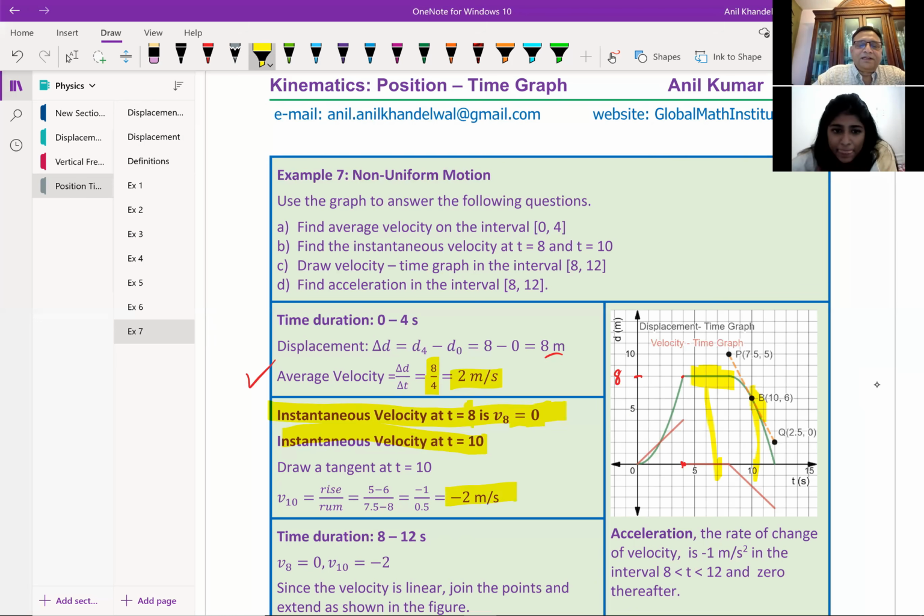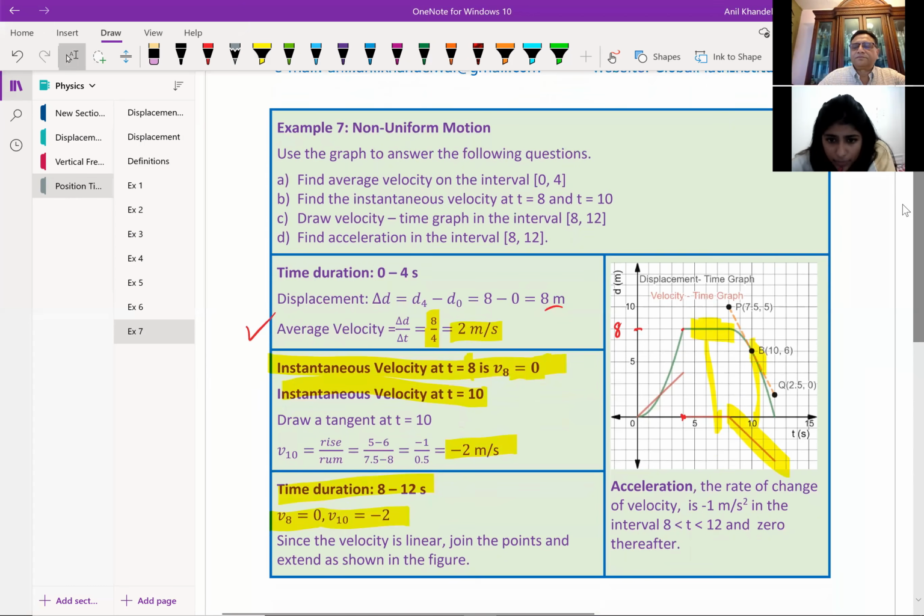Perfect. And the last part is, during the time interval 8 to 12, what is the velocity? How do you draw the velocity time graph between 8 and 12? At 8, it is 0. We just calculated that at 8 it is 0. And at 12, we found it to be minus 2 meters per second. So connect these 2 points. Where t is 8, you put a point at 0 on the axis, and at 12 you put it at minus 2, and then you join the points.